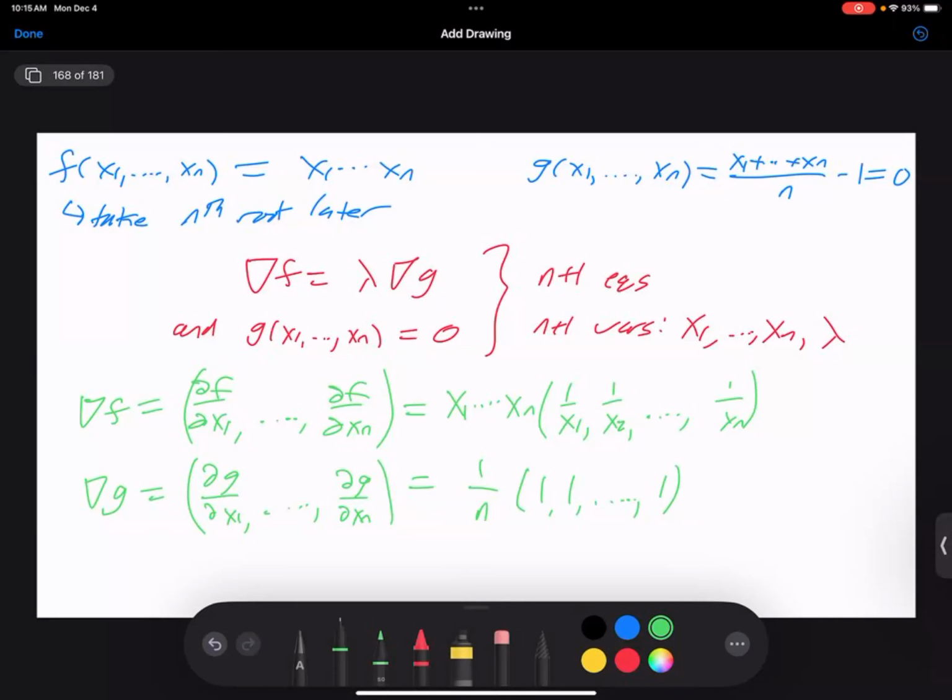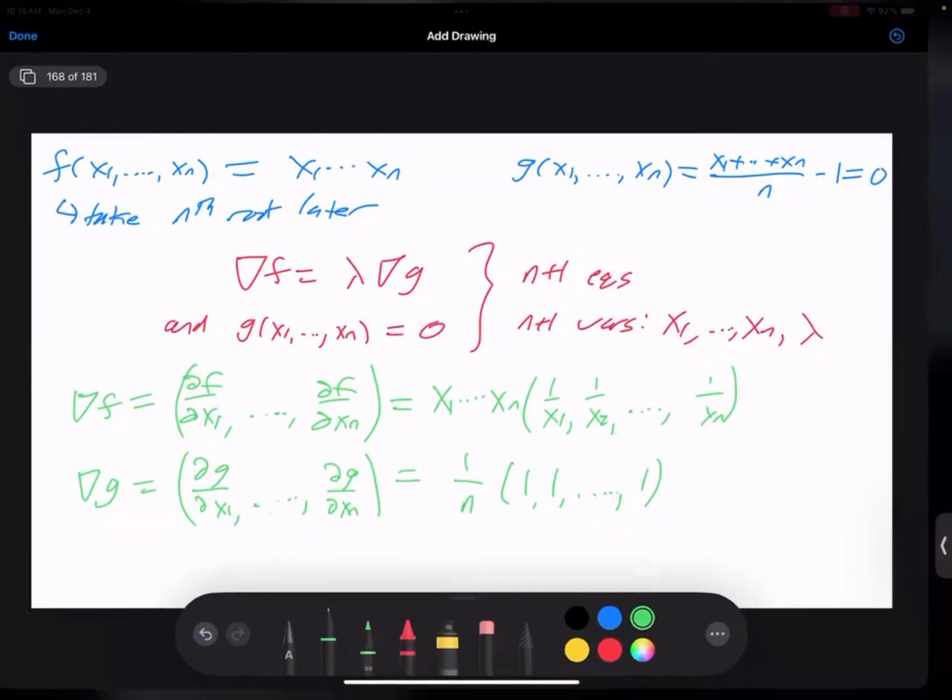Look at what we have. We have the same number outside everything in the gradient of f. We have the same number outside of everything in the gradient of g. What does the relationship between x1 and x2 have to be? Has to be equal, right? So without loss of generality, we can assume that the x's are not 0.